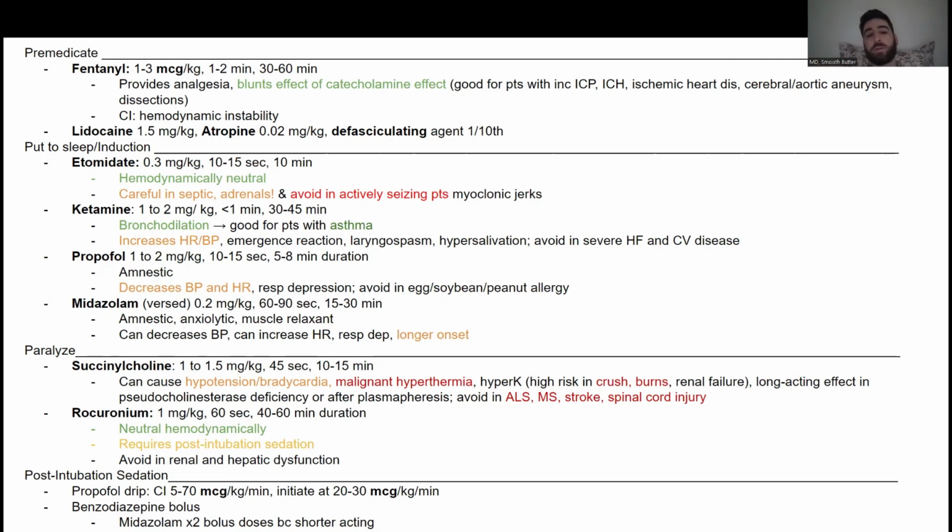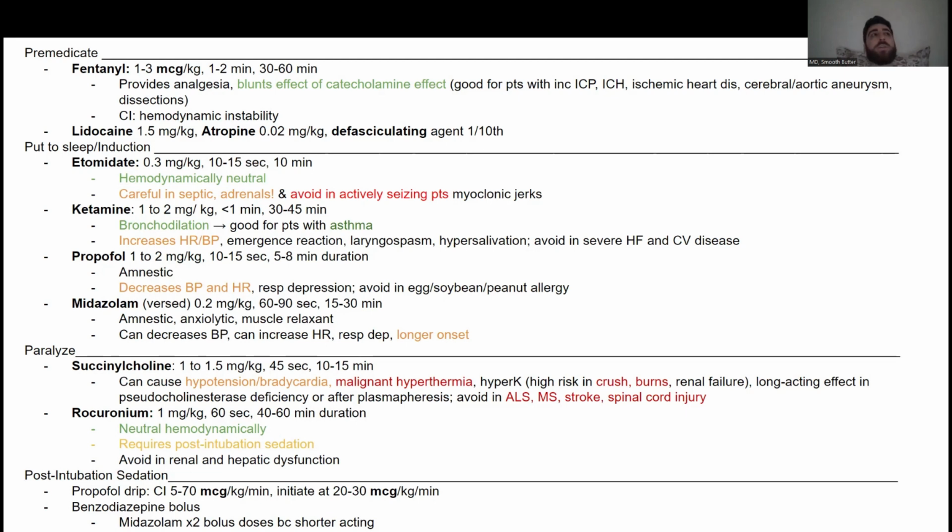Or even a family history of malignant hyperthermia, which can be life-threatening. So you want to be extremely careful using succinylcholine in these patients, or avoid using it at all. Also, if someone is 5 days or more after a crush or burn injury, you want to avoid using succinylcholine because it can induce hyperkalemia. Also, if somebody has neuromuscular disease like ALS or MS or a recent stroke or spinal cord injury, you want to avoid using succinylcholine.